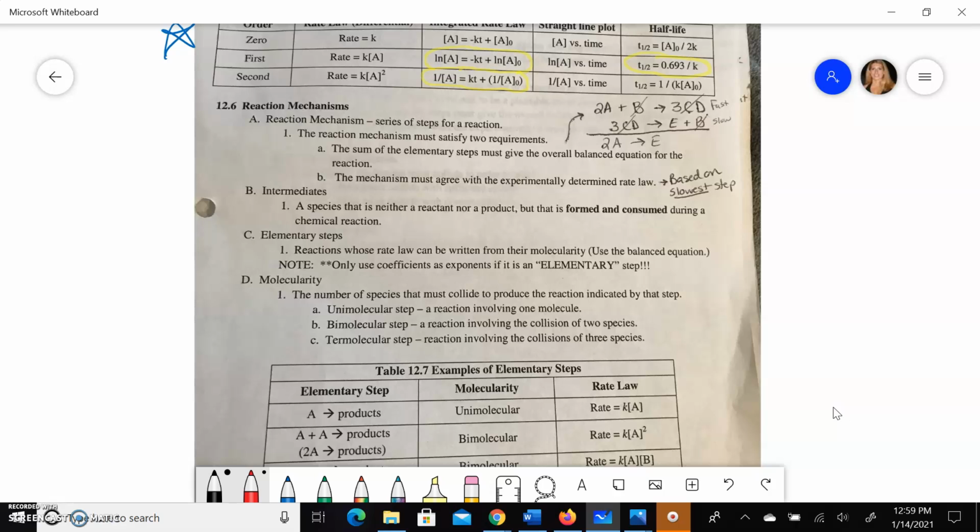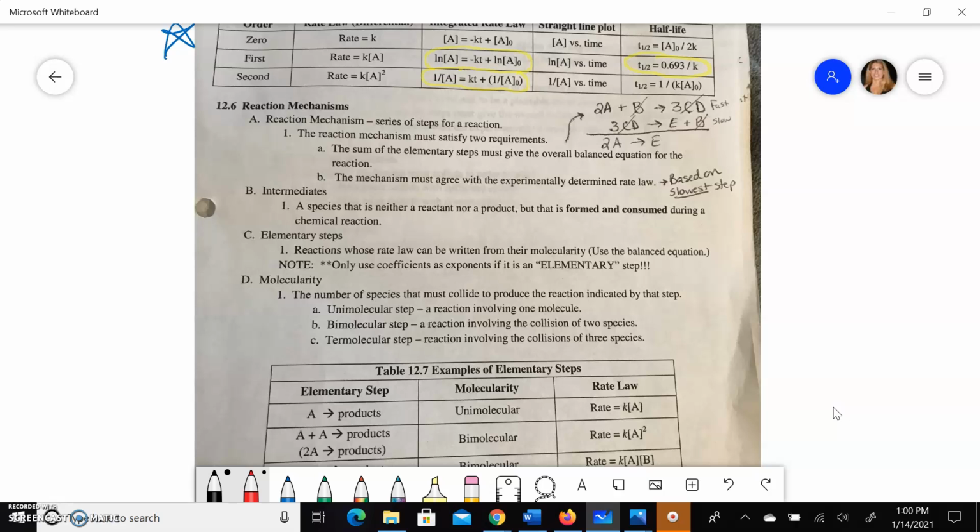And the second requirement is that the mechanism must agree with the experimentally determined rate law. And what that means is once they come up with the rate law, it's based on the slowest step that you have. Kind of like you're only as strong as your weakest link. The reaction can only proceed as fast as the slowest step. That's the one that limits how fast it can go. And so the slow step has to match the reaction mechanism. And I'll show you what I mean by that in an example in just a minute.